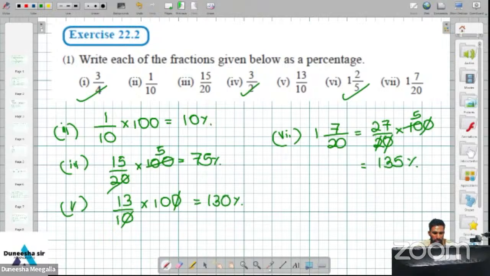Can you do the other questions in this exercise as homework? Yes, sir. Okay. Do you have any questions about what we did today? Tenuli, do you have any question? No, sir. Okay. Netuli? No, sir. Okay. Hirun, do you have any question?